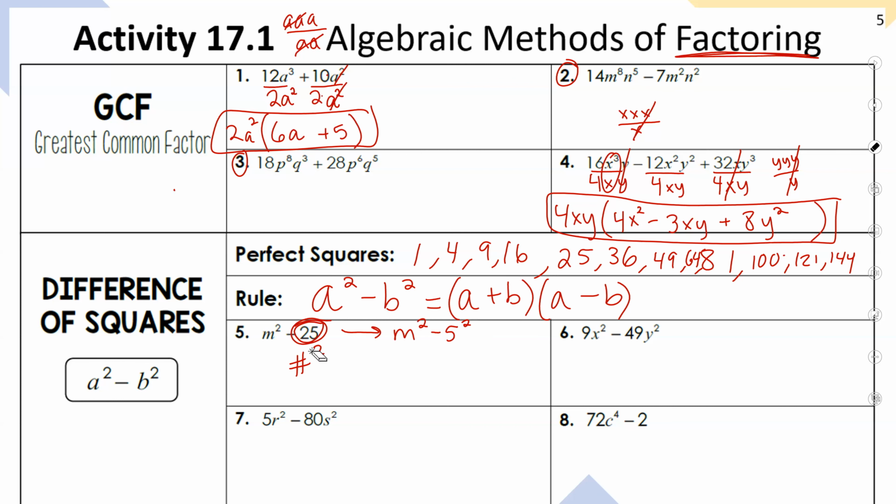Now I can use my rule. So the rule says if I have an A squared minus a B squared, I can write it like this. And that's what I have. I have something squared minus something squared. So I'm going to use this formula. So the A plus B, that would be M plus 5. And then A minus B, that would be M minus 5. That's your answer.